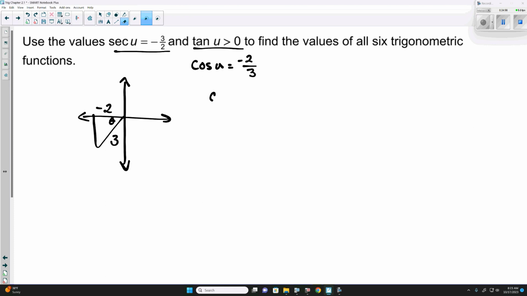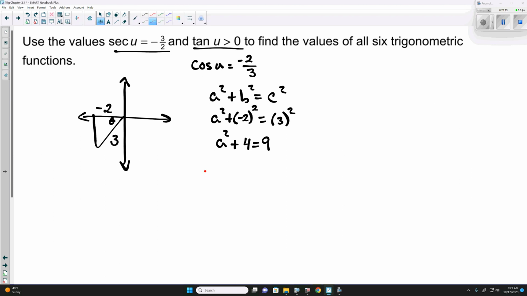Now, Pythagorean theorem, a squared plus b squared equals c squared. Well, c is going to be 3 squared. And we could say b is our -2. We could put it in as -2 or +2. It doesn't matter because, well, -2 squared is 4. Next step would be to subtract 4 from both sides, telling us a squared is 5. Square root both sides, a is plus or minus square root of 5.